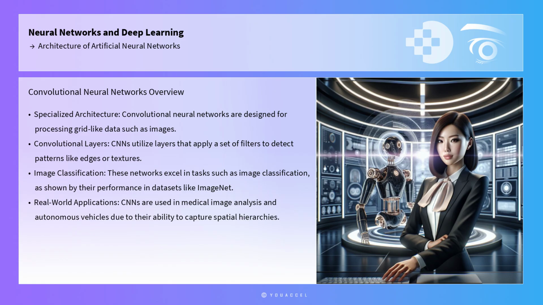Convolutional neural networks represent a specialized architecture designed for processing grid-like data such as images. CNNs utilize convolutional layers, which apply a set of filters to the input to detect patterns such as edges or textures. These networks are particularly effective for image classification tasks, as demonstrated by their performance in benchmark datasets like ImageNet. CNNs have been employed in various real-world applications, including medical image analysis and autonomous vehicles, due to their ability to capture spatial hierarchies in data.